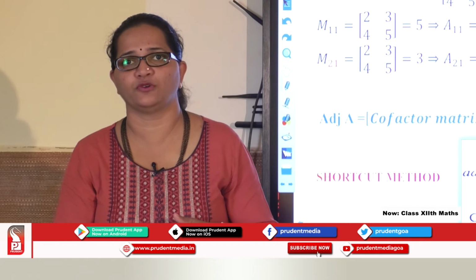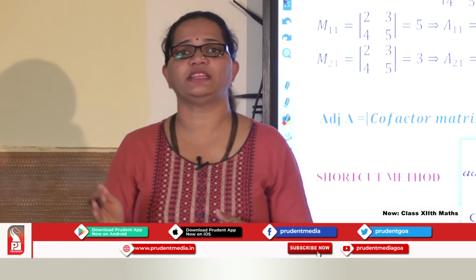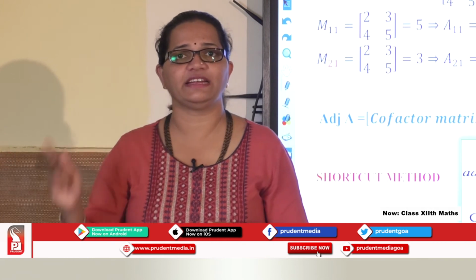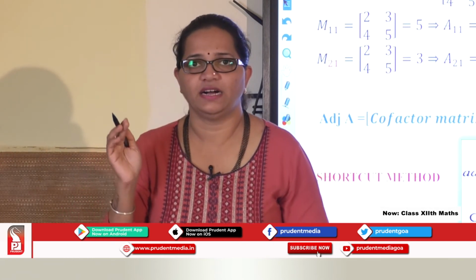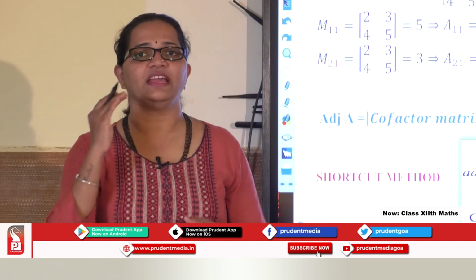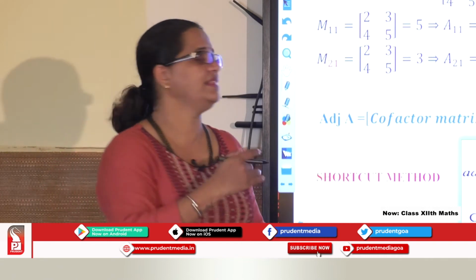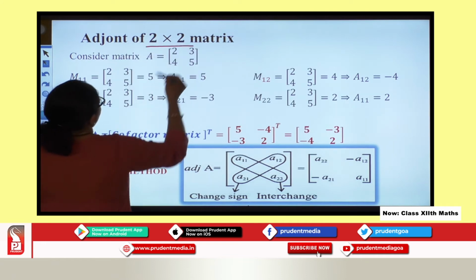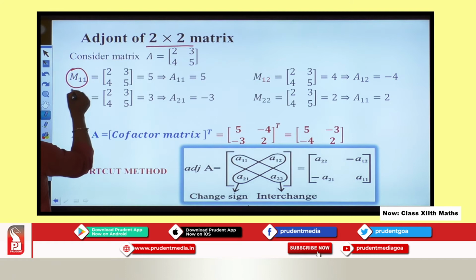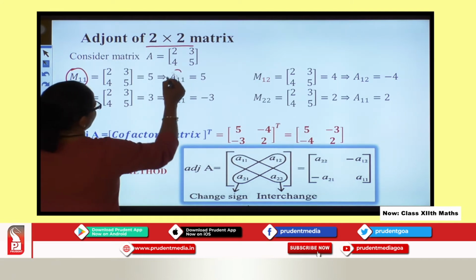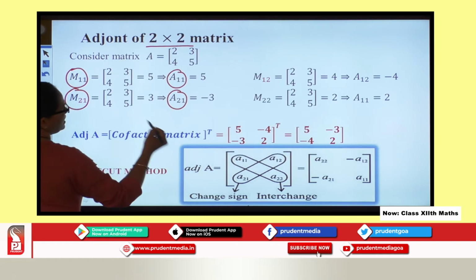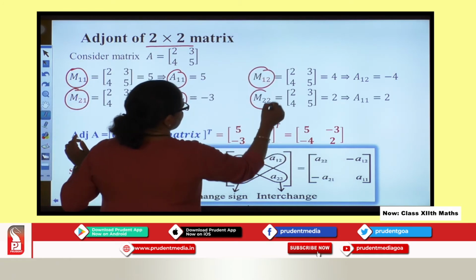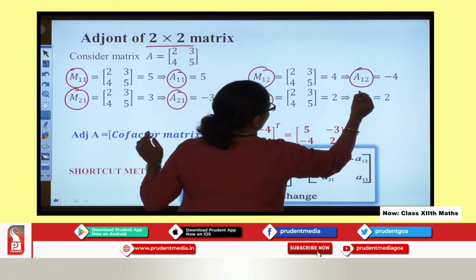Now, whatever method I discussed, finding the adjoint using minors and cofactors, we can use the same method for a 2 by 2 matrix also. But the previous direct method of finding the adjoint is used much more efficiently than this method. If you still want to proceed, the method is given here. You can see here, adjoint of a 2 by 2 matrix using minors. You can see here I found minors, and then using minors I found cofactors.